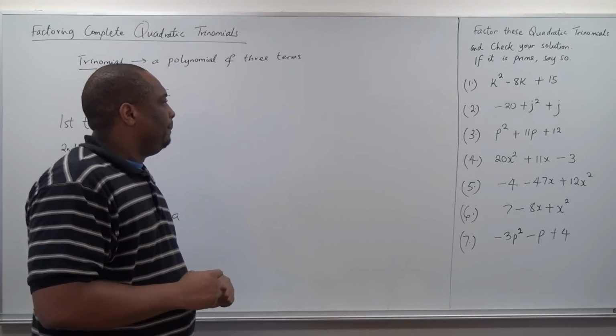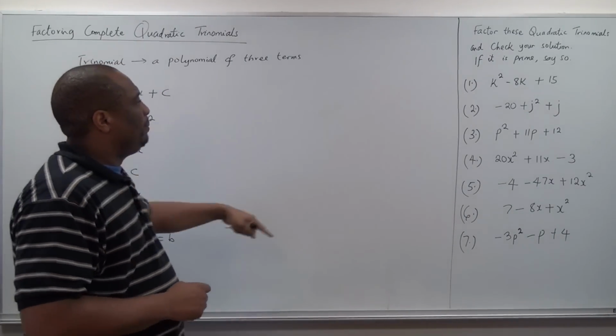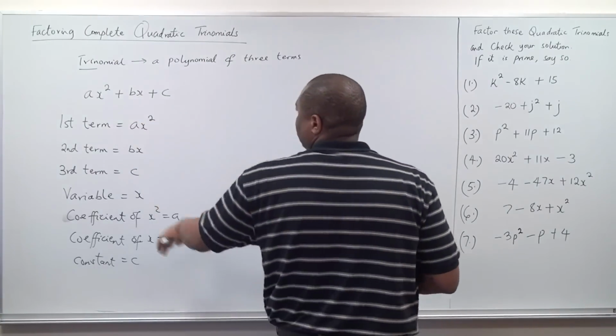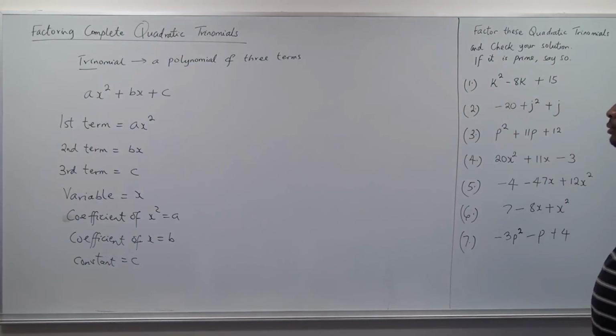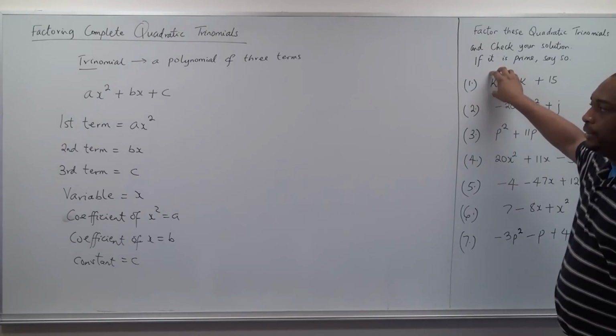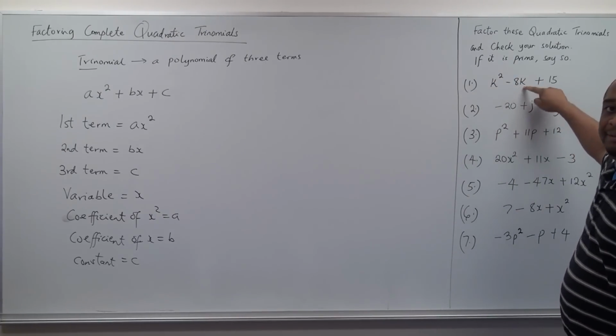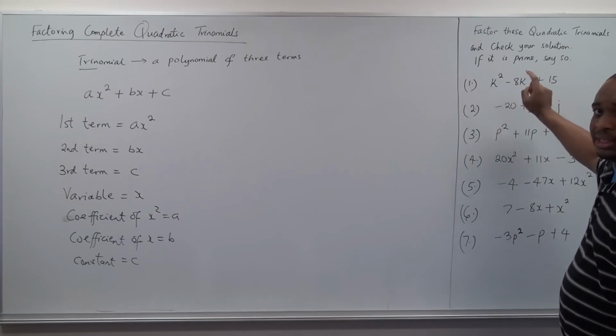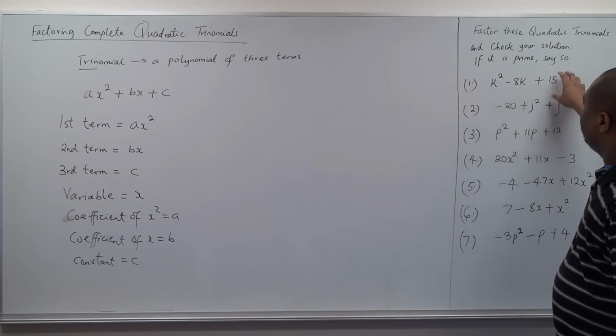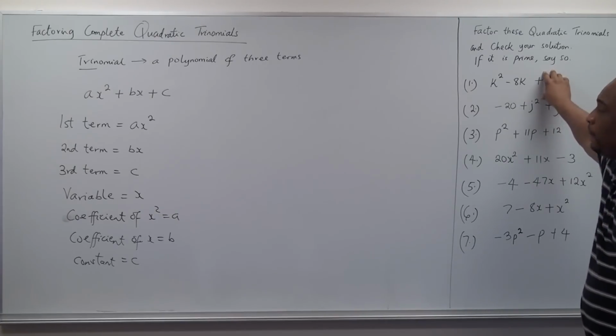So if we warm up with what I've just explained, number 1 is a quadratic trinomial. The first term is k squared. The second term is negative 8k, not just 8k. The third term is 15.